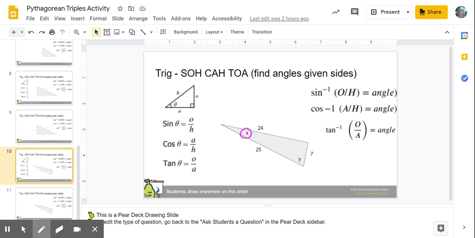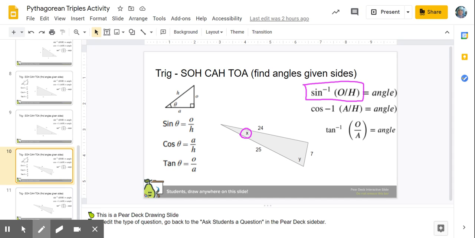So let's answer both of those questions. Which function do I want to use, sine, cosine, or tangent? Sine is what I heard first. If you said tangent, use tangent and see if you get the same angle, okay? So we're going to use sine here, but I want somebody to do tangent.